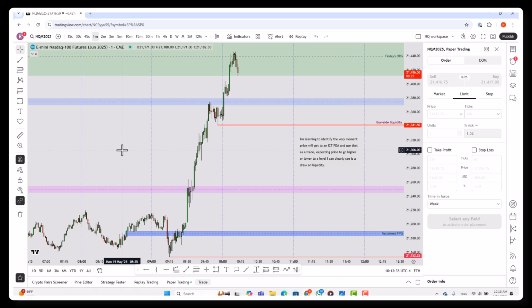So I'm no longer interested in using this fair value gap as a buy for the simple reason that it is in premium, and also we are trading at a level that can offer resistance.